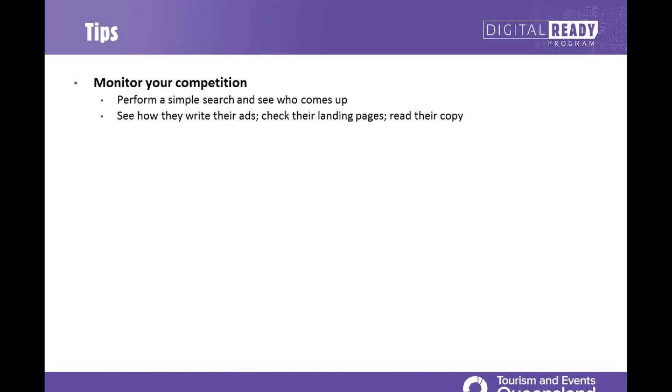So, a couple of tips before we finish. Monitor your competition. So if you're just starting in AdWords and you're not sure where to start, a really good way to start is to type in your competitor's search term or perform a simple search for your product and see if they come up. Have a look at how they write their ads, have a look at their landing pages, read their copy. Can you do better than that, do you think? Or at least learn from what they're doing and perhaps get some tips from them.